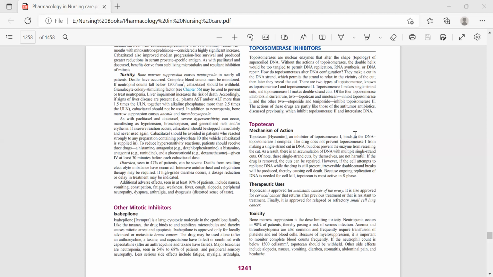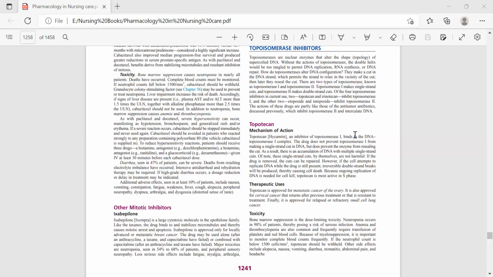The actions of these drugs are somewhat like those of anti-tumor antibiotics, that is, the intercalation or alkylation of the DNA. So topoisomerase is the enzyme involved in the configuration of DNA, and its inhibitors work in basically the same way as anti-tumor antibiotics. Now let us come to topotecan.